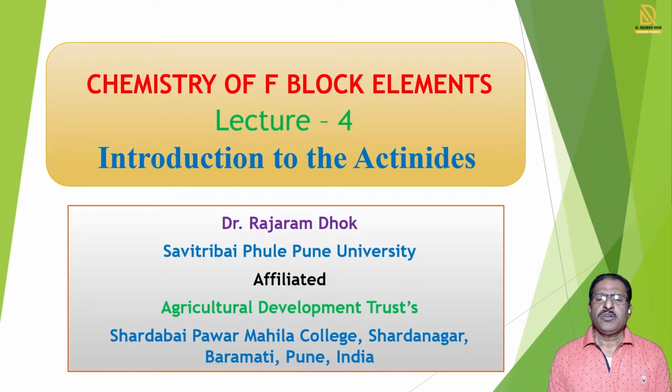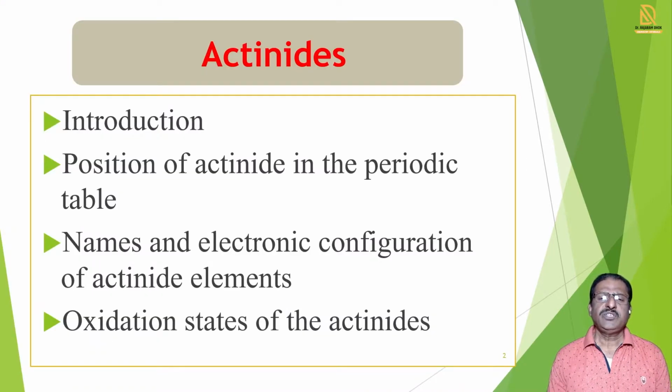Chemistry of f block elements, lecture 4. Introduction to actinides. So the second part of the f block elements is the actinide series. Firstly, we see the introduction to this actinide series. What is an actinide? What is the position of actinides in the periodic table? Then the different elements, their names, their symbols, and their electronic configurations. Then the oxidation states of those elements.